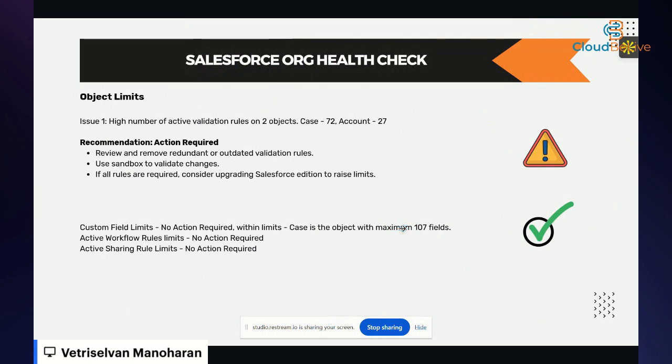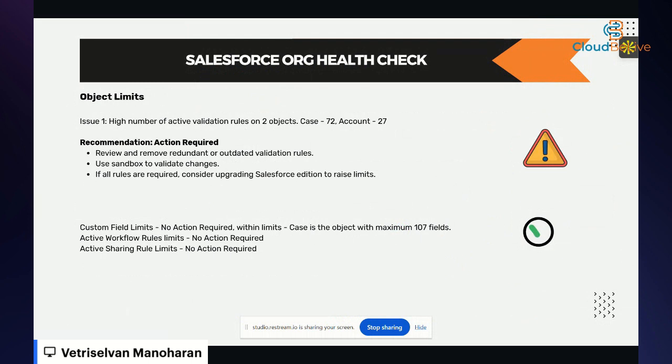And the next one is the object level limits actually. So you see, these are okay. On two objects they have more validation rules. On a case object there are like 72 of them, and on account it is 27. So the action required here is just an action required. It's not immediate and also it's not going to cause any chaos.